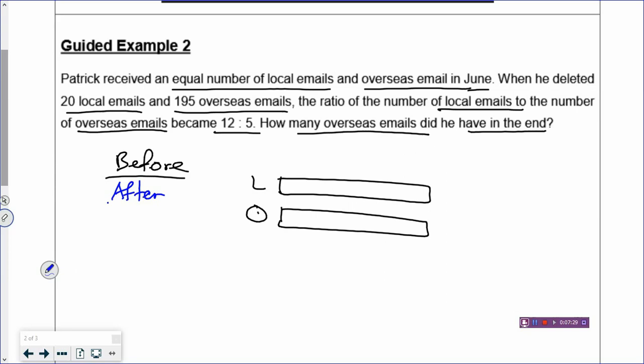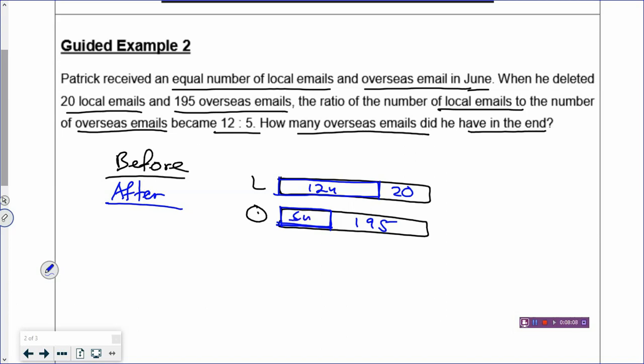All right, so the after model, how does it look like? Now, he deleted 20 local emails. So you cut here, 20, that's taken away. And then he deleted 195 overseas emails. So what will happen to the after model? Now the local email will have a shorter box, and the overseas email will also have a shorter box, which is the blue rectangles. So the blue rectangles is the after, right? The after model. All right, and then what is the ratio for the after? Now, in the end, the local to the overseas became 12 units and 5 units.